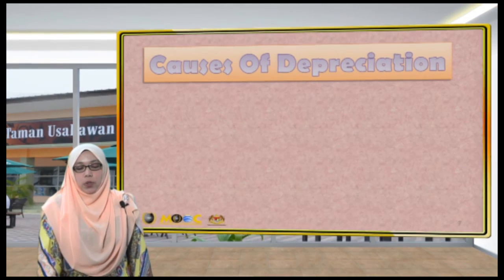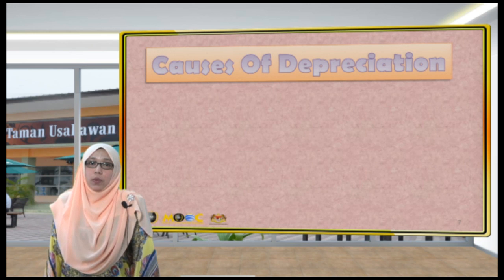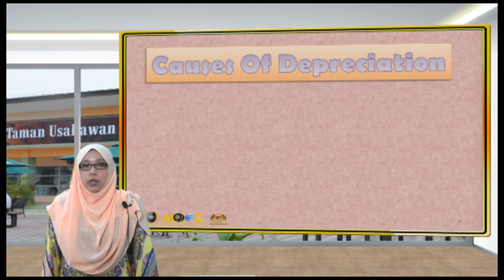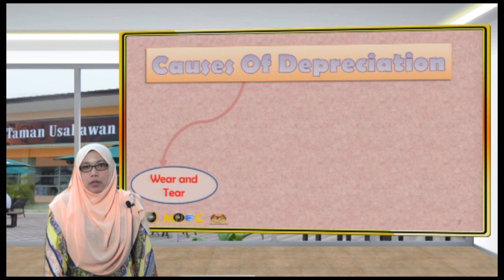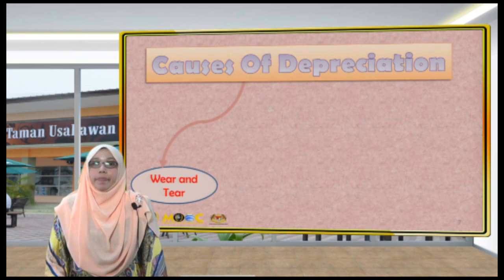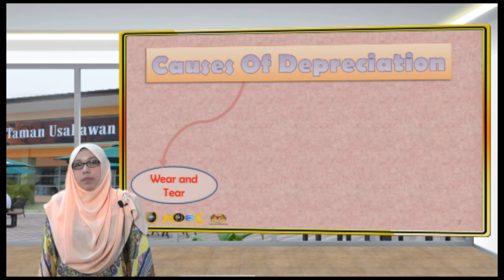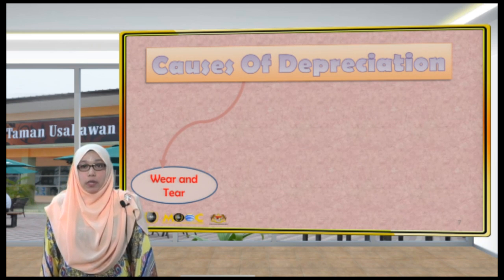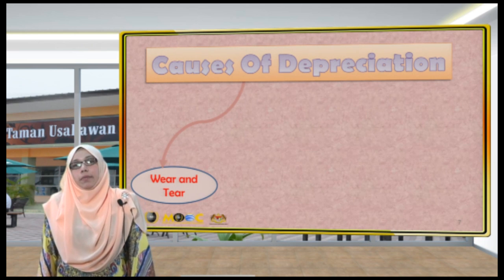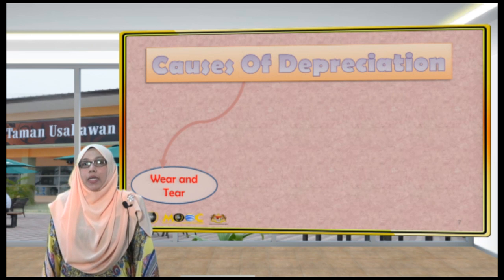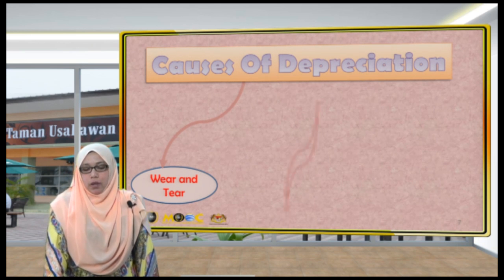Now, we're going to look at the causes of depreciation. There are a few reasons why we need to provide depreciation on the non-current asset. The first one is due to wear and tear. The non-current asset that is used daily in operation of a business will last for a few years, and it will be different for the non-current asset that is kept in storage in a room without any usage.